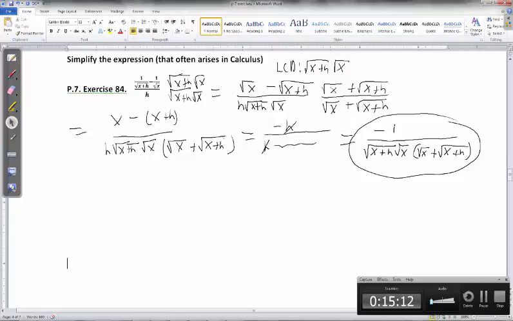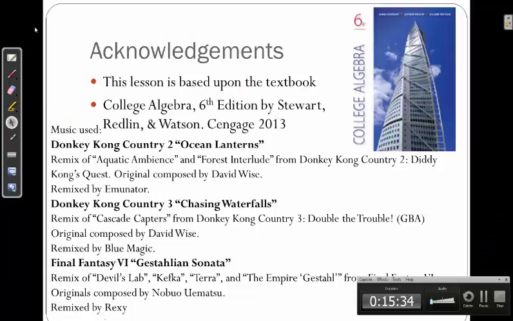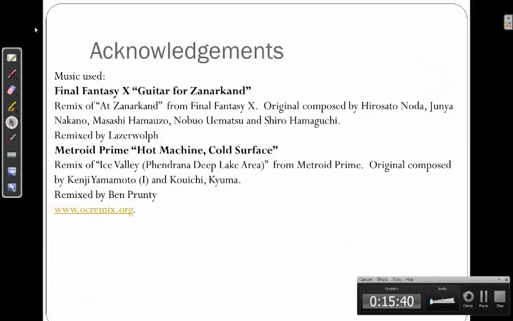So that is going to finish us off on section P7. I think you'll like P8 quite a bit more, because P8 is just solving basic equations. We'll look at that next time. So I will talk to you then.